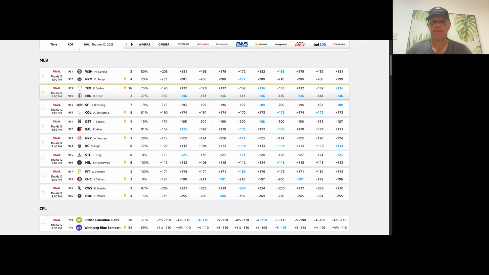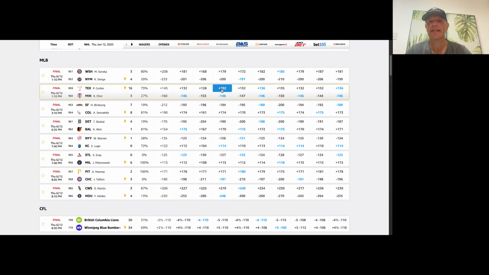Books will move it. Books do not want to create a liability. They want to be on the sharp side. So they're going to move this line, make it more attractive for the Minnesota side. So a lot of times you'll have what you call steam in this business, which means that's the public piling on, which will often drive this number down to plus 132.